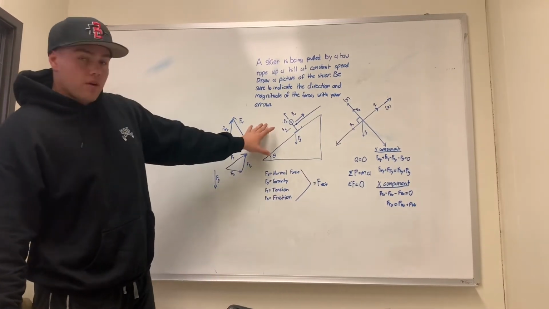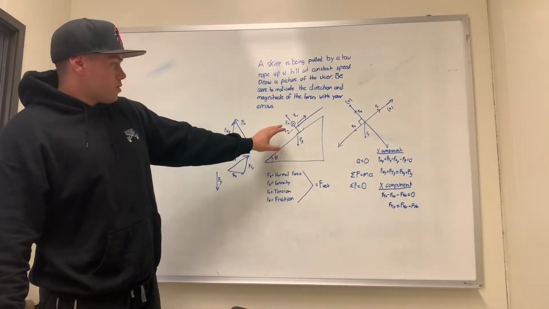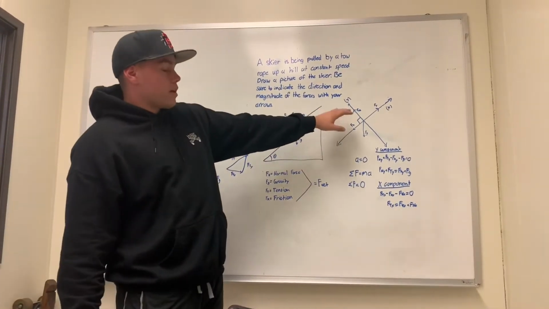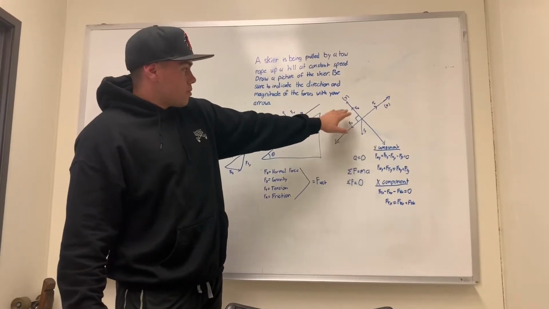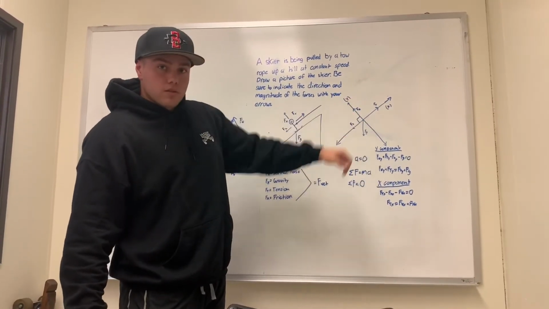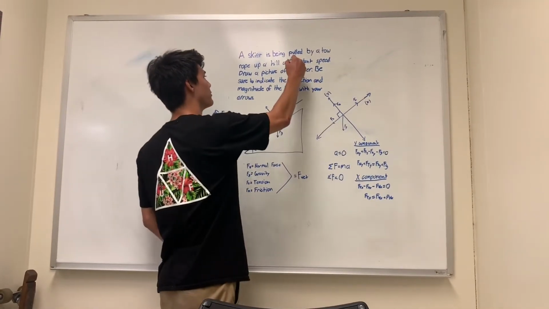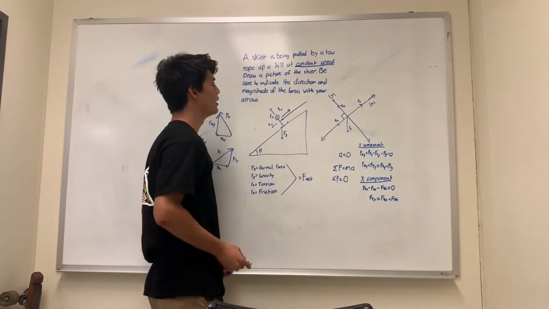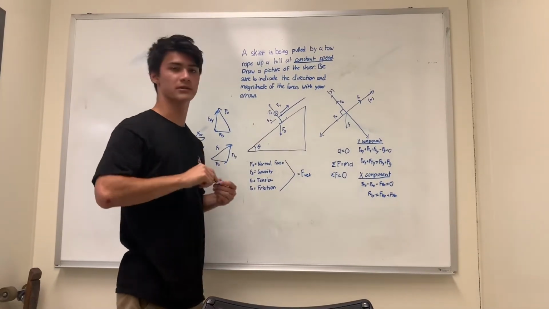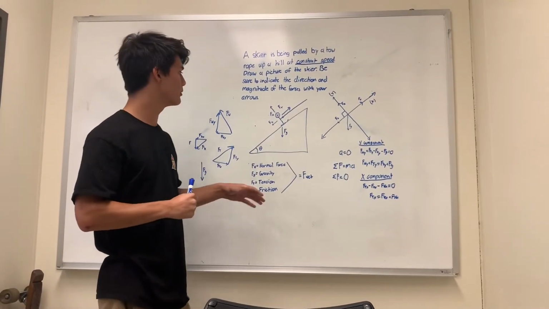And so we have our free body diagram of the skier on the slope being towed by the rope, and then we also drew it on an XY coordinate system here, just to simplify the directions. Alright, so a key phrase is being pulled up the hill at a constant speed. So we know that there is no acceleration in this problem.